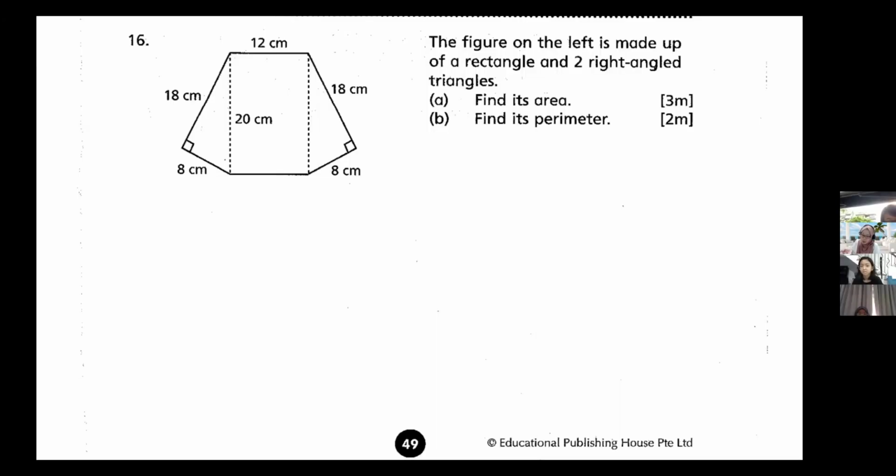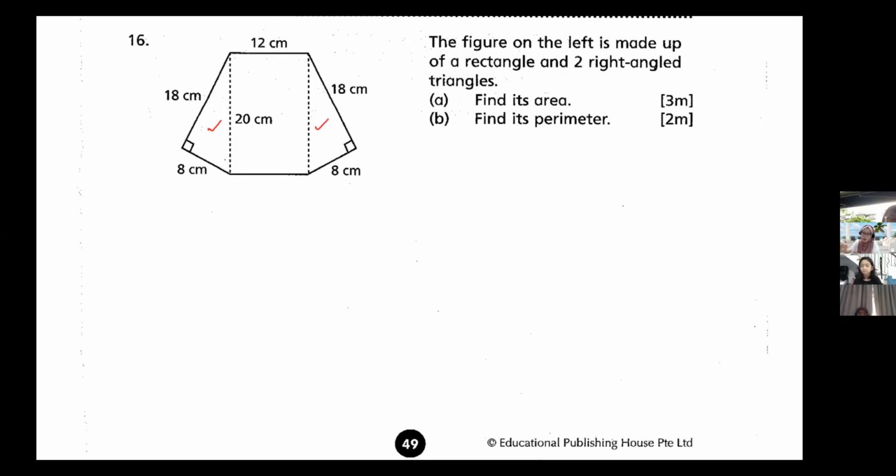For this question, this is an area and perimeter question. The figure on the left is made up of a rectangle and two right angle triangles. So you can see these are the right angle triangles, and of course the middle is the rectangle. Find its area, and then B, find its perimeter.